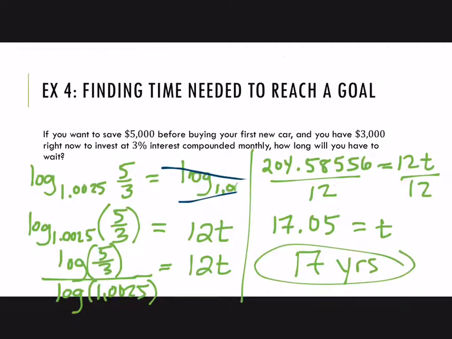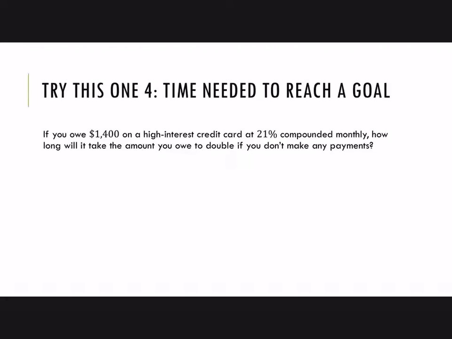Okay, so quite a long time to wait. Notice the interest rate is still pretty low, 3%. So 17 years to get $2,000. That's quite a long time. Alright, we'll do one more example.